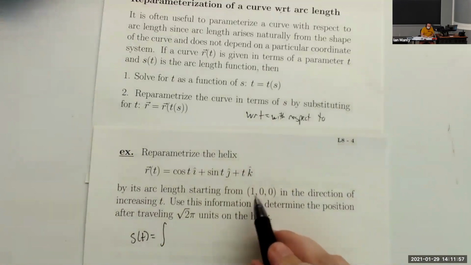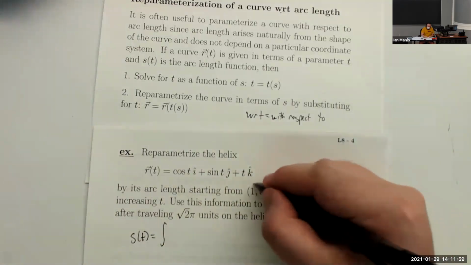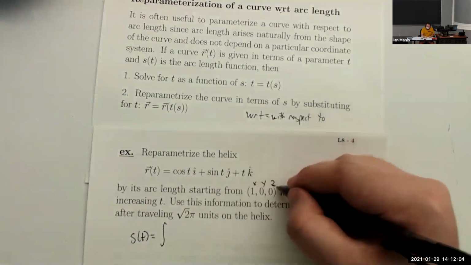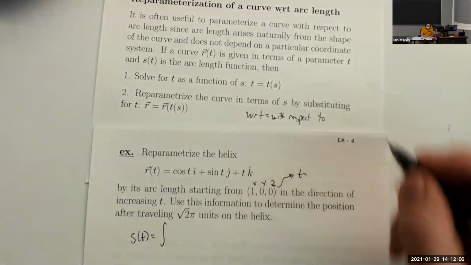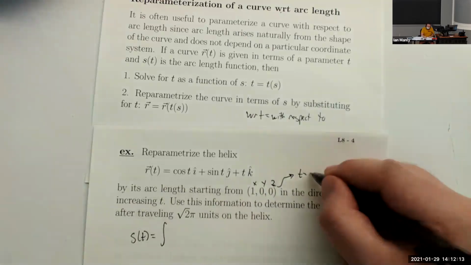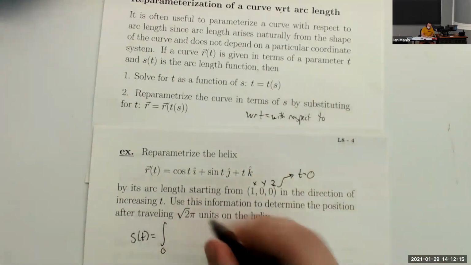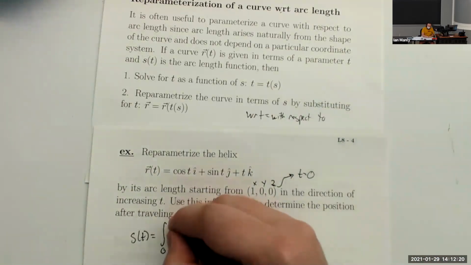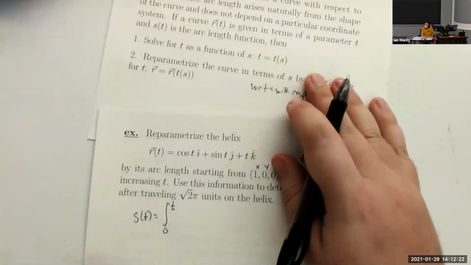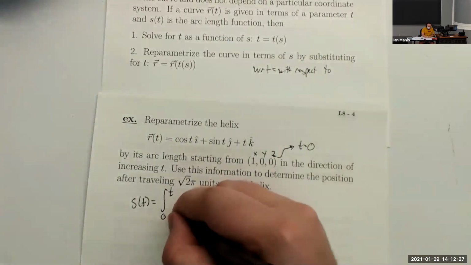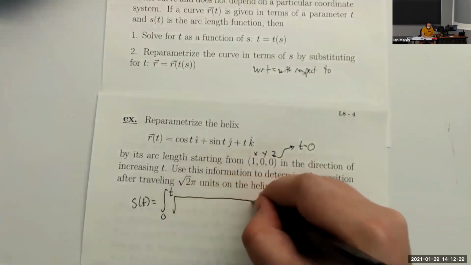And since we're starting from (1, 0, 0), so this is the x, y, z value here, what is the t value that matches up with (1, 0, 0)? What t value do we put in here to get that? 0, that's right. So our bottom bound will be 0 here because we're starting from this point, which corresponds to t equals 0. And then remember, our top bound is going to be t right here. All right, and then we have the square root of a bunch of stuff.